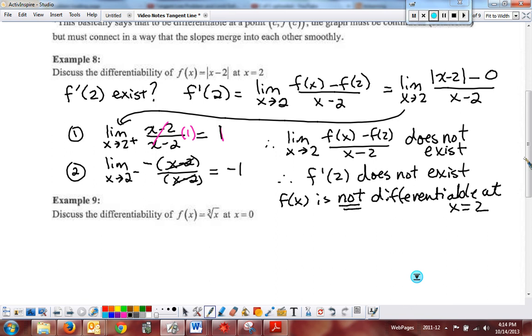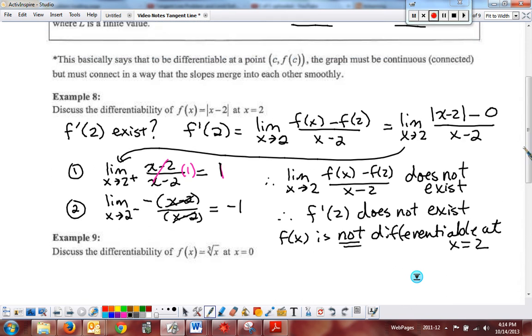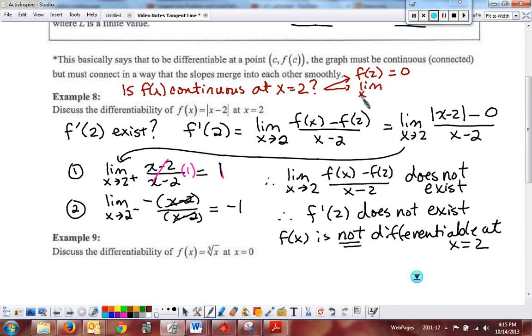Now, the other thing that I want to talk about here is this connection between continuity and differentiability. You would be mistaken in this problem if you went, oh, is f of x continuous at x equal to 2? Because a lot of people get confused with continuity and differentiability and think we're talking about the same thing. The answer here is yes, this is continuous at x equal to 2. F of 2 exists because it's 0. The limit as x approaches 2 of f of x exists, and it happens to be 0.